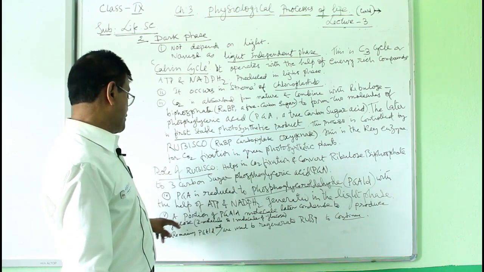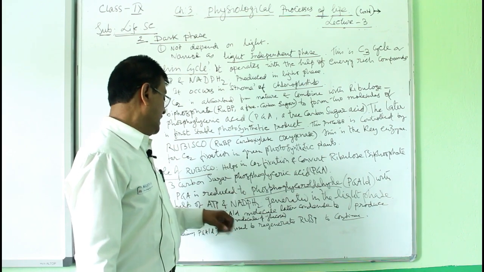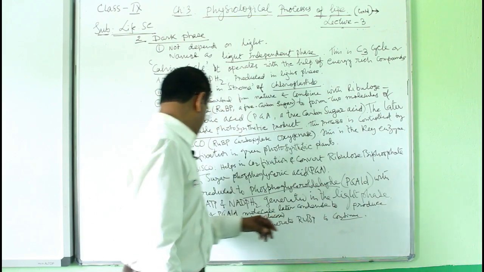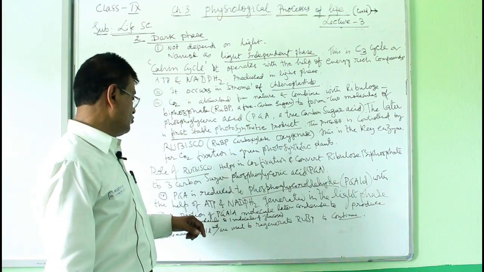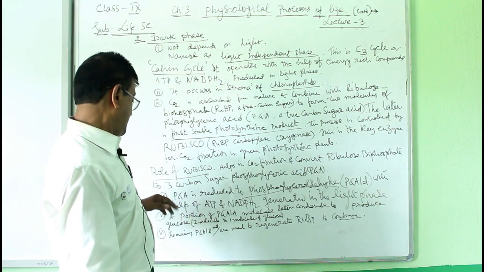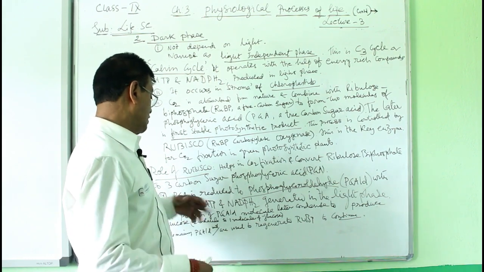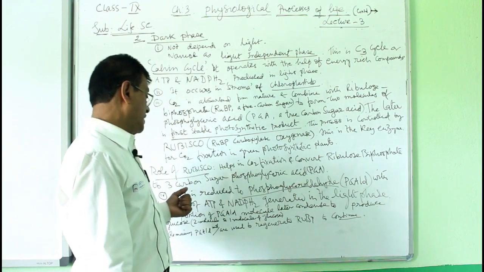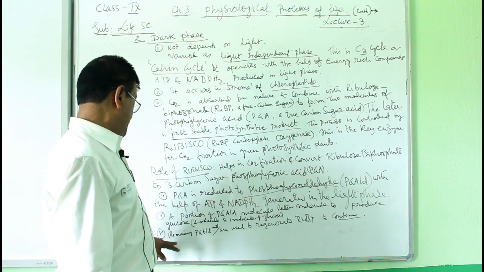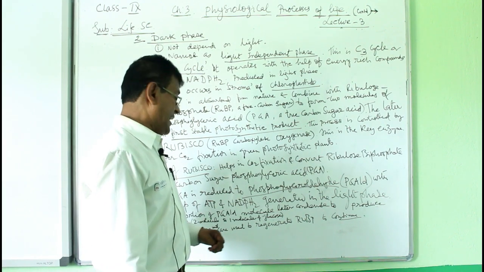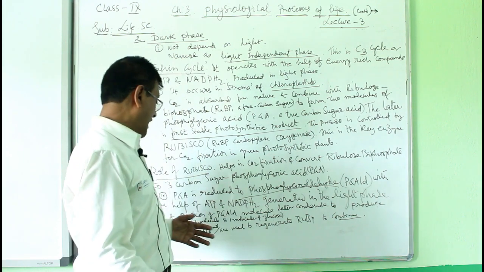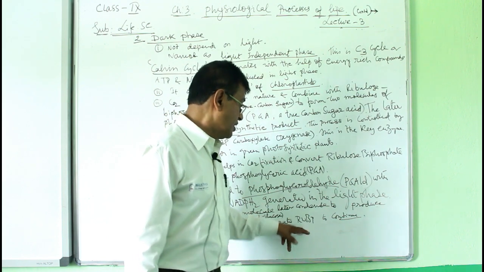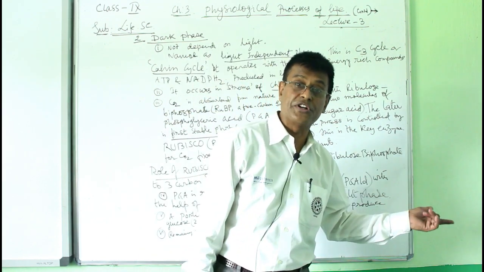A portion of the PGALD, that means phosphoglyceraldehyde molecules, is later condensed to produce glucose. 2 molecules of PGALD convert to 1 molecule of glucose, and the remaining PGALD molecules are used to regenerate RUBP to continue the process.